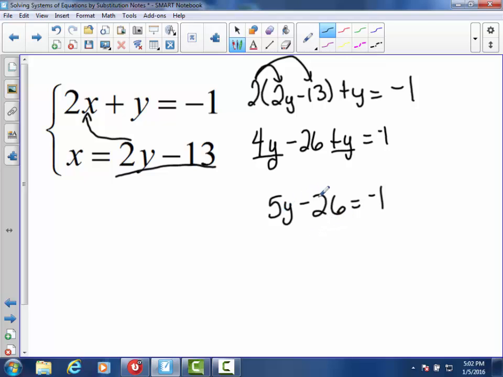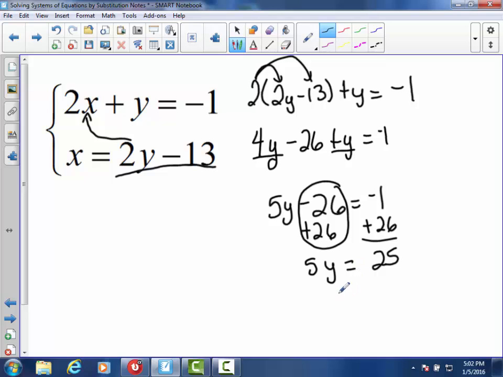I would like to find out what y is, so I'm going to remove the minus 26. I do that by adding 26 to both sides, and I get that 5y equals 25. Okay, y is not quite by itself. I need to divide by 5, so I get 1y, and divide the other side by 5, and we know that y equals 5.